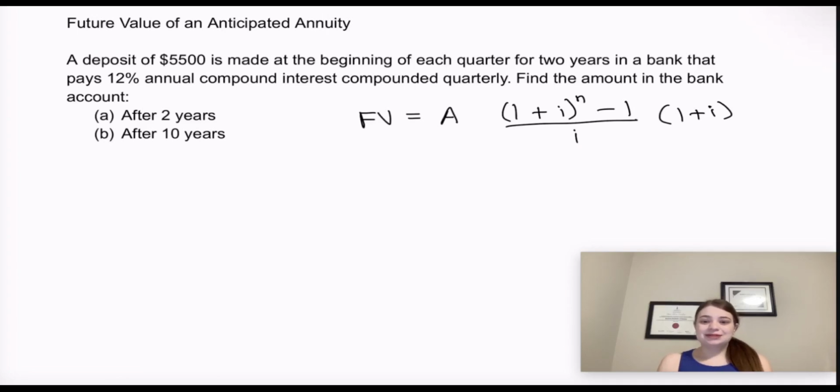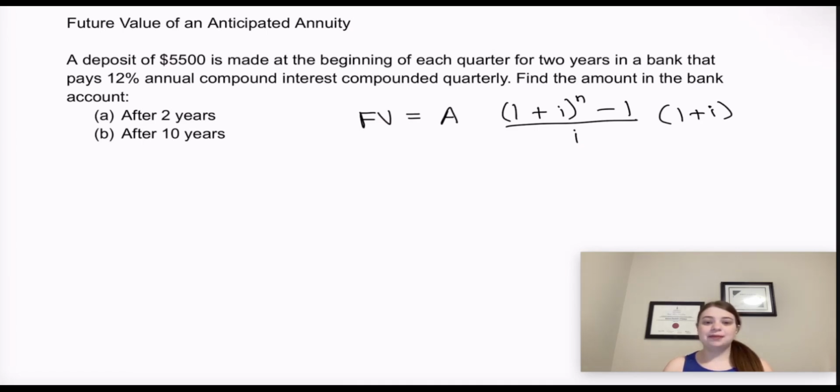Welcome back. Today we are going to be talking about how to find the future value of an anticipated annuity. A deposit of $5,500 is made at the beginning of each quarter for 2 years in a bank that pays 12% annual compound interest compounded quarterly. Find the amount in the bank account after 2 years and after 10 years.